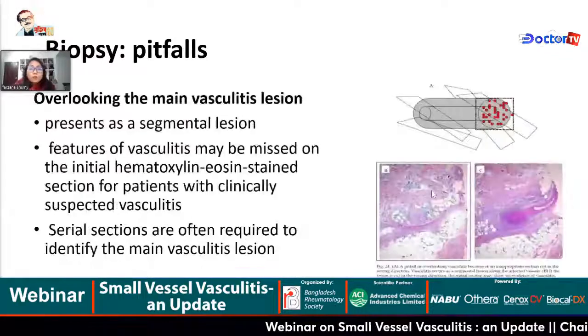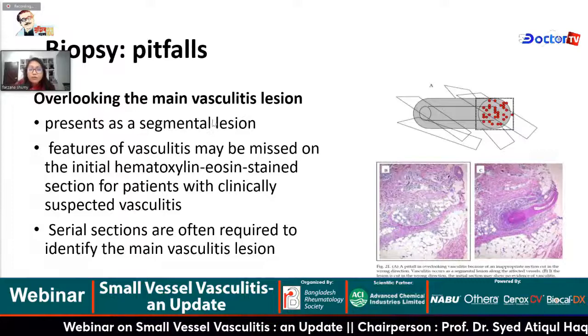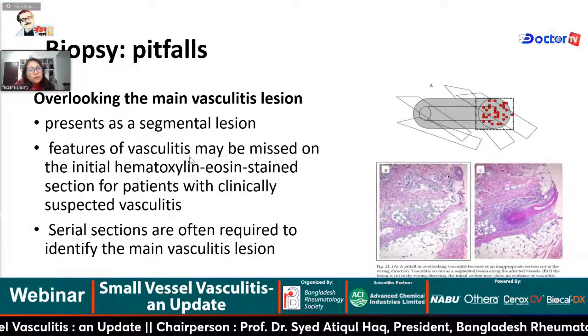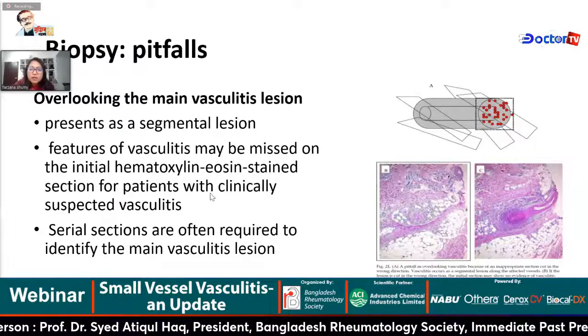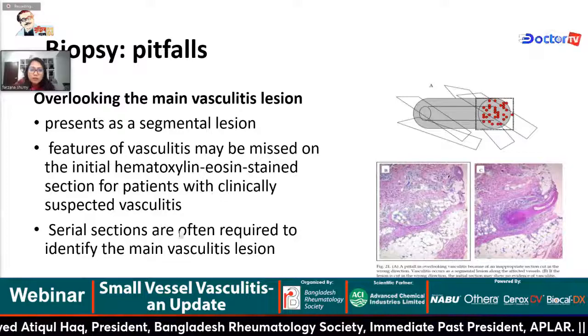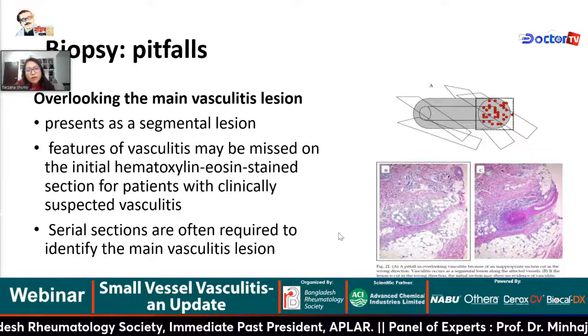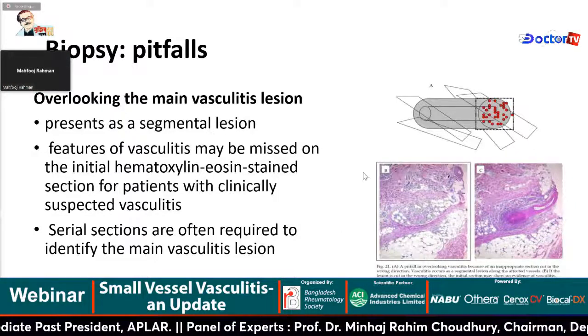Another pitfall is that sometimes we overlook the main vasculitis lesion because sometimes vasculitis is present as a segmental lesion, and features of vasculitis may be missed on the initial hematoxylin and eosin section. So we should take serial sections if we have strong suspicion for vasculitis. So here you can see the serial section is showing the features of vasculitis.